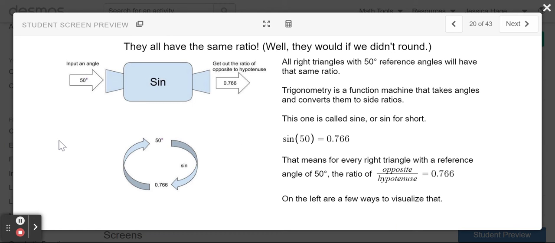You can think of these sine ratios, cosine ratios, and tangent ratios as functions. Okay, so all right triangles with 50-degree reference angles will have the same ratio in terms of sine. So trig is a function machine that takes angles and converts them into side ratios. This function machine is sine. So sine of 50 degrees, you're inputting it and you're outputting a number, approximately 0.766, which is just like we saw on one of the previous slides. That means for every right triangle with an angle of 50, no matter how big or small, the ratio opposite over hypotenuse will always be 0.766.